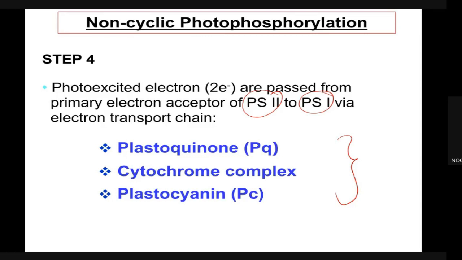The electron transport chain in this topic is similar to what we have learned in cellular respiration, only the components are a bit different. Instead of succinate dehydrogenase and everything, this electron transport chain involves plastoquinone. In cellular respiration, we have ubiquinone, right? So in plants, we have plastoquinone, cytochrome complex, and plastocyanin. You have to memorize these components.